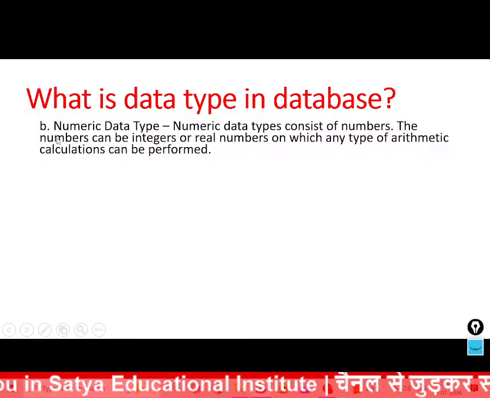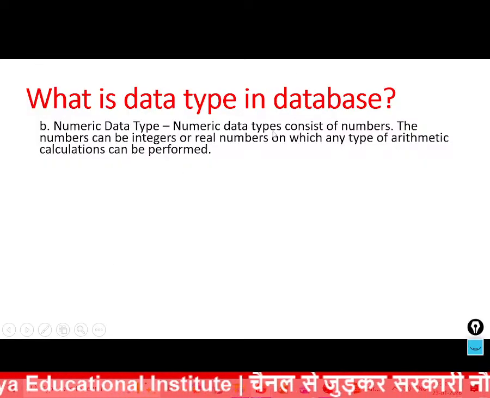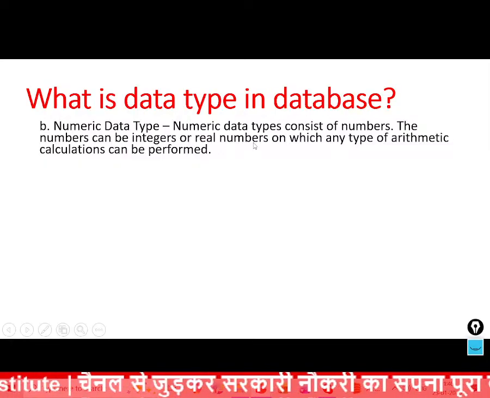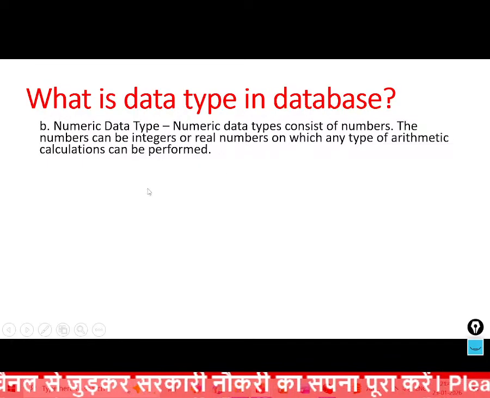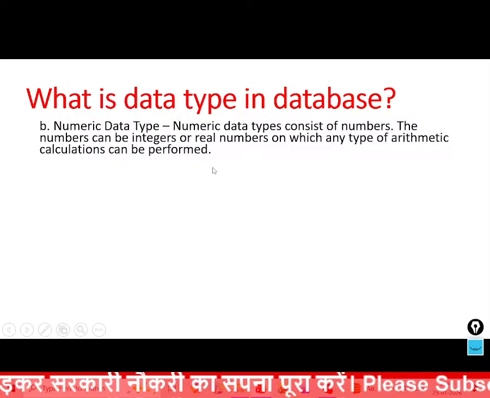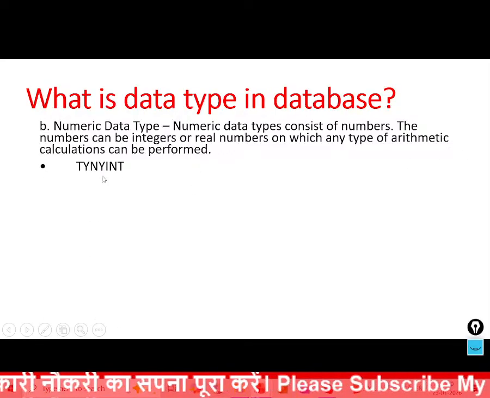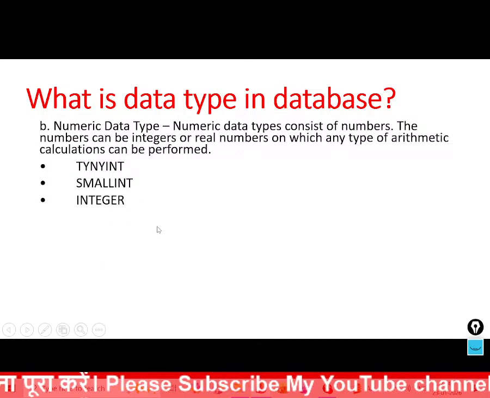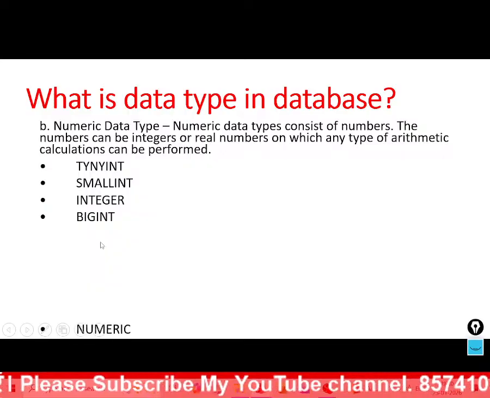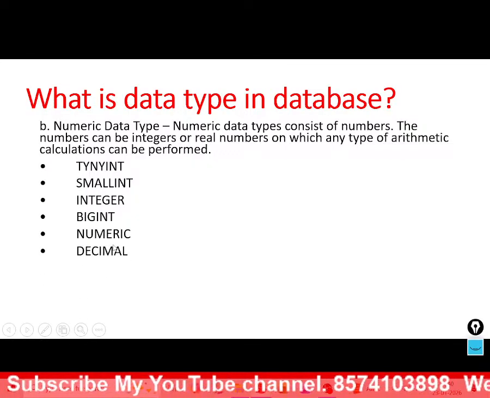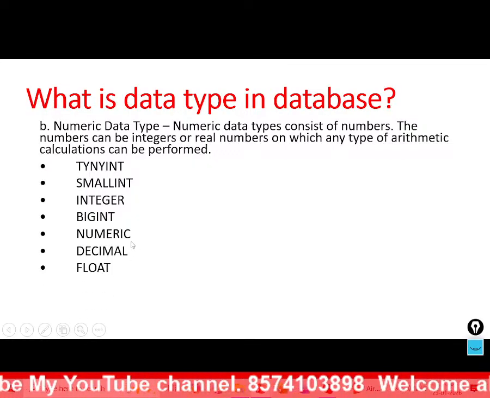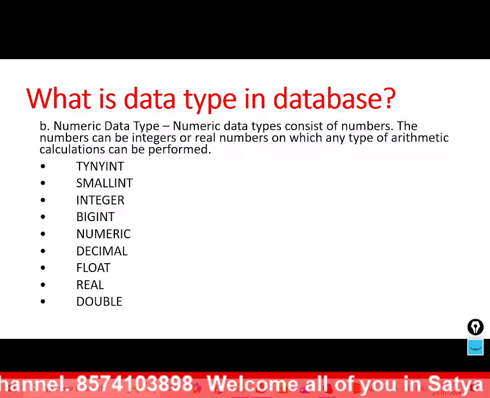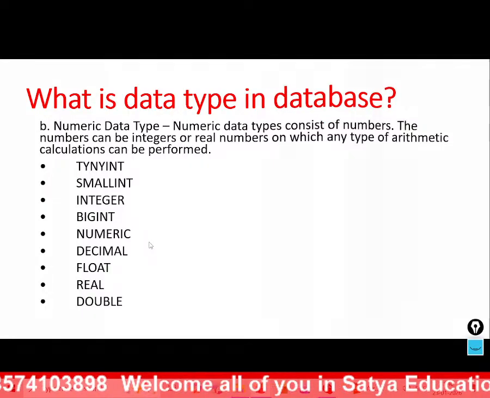Second, numeric data type. Numeric data types consist of numbers. The numbers can be integers or real numbers on which any type of arithmetic calculation can be performed. Tiny integers, small integers, and big integers, and numeric values, and decimal, and float, and real number, and double. These are the numeric data values.